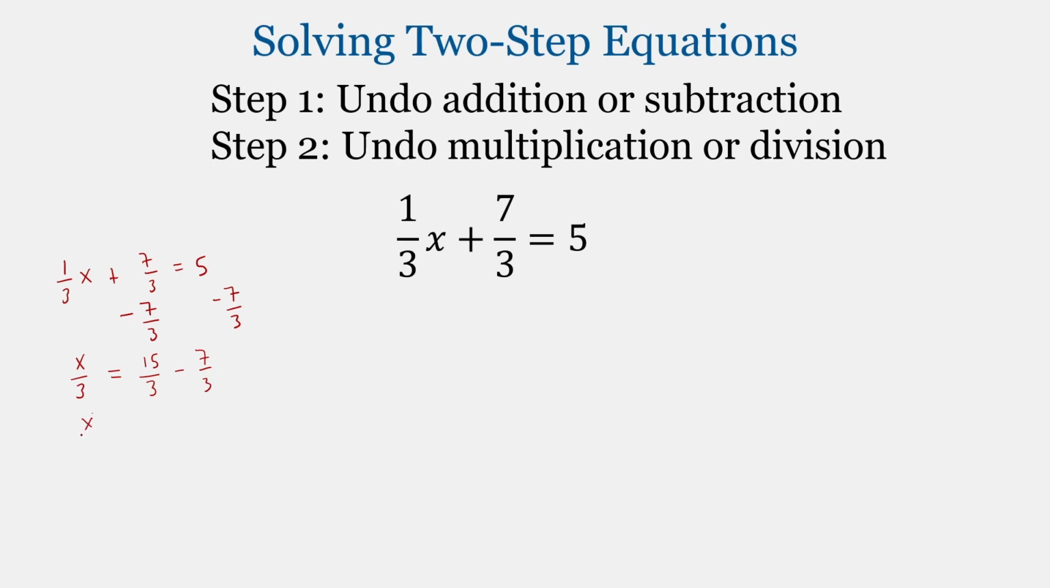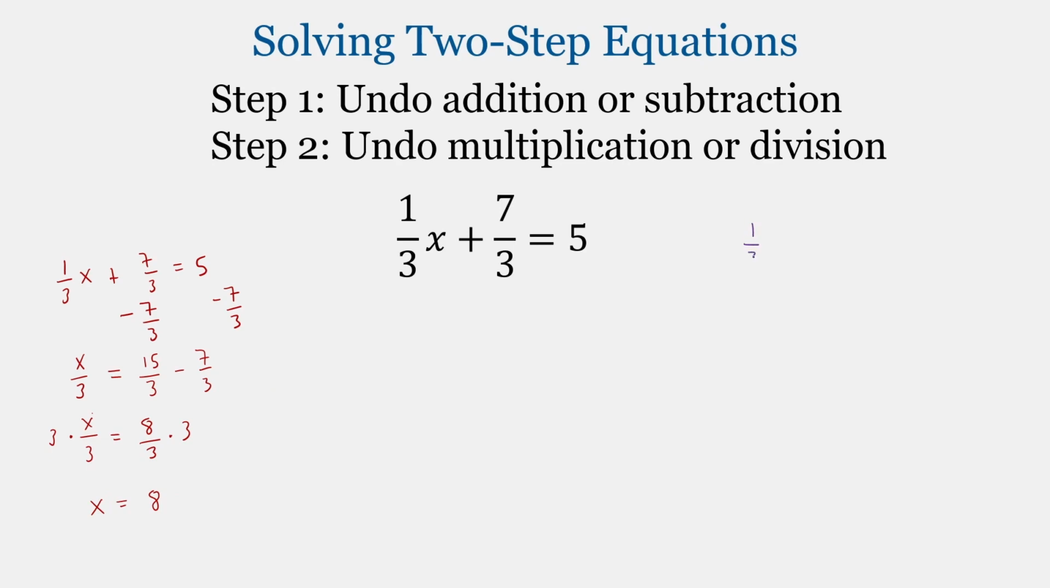And then doing that arithmetic, we have x over 3 equal to, and then 15 minus 7 is 8, and we have 8/3. So now we have to undo the division. We'll do that by multiplication. Multiply both sides by 3, and we end up with x equal to 8.